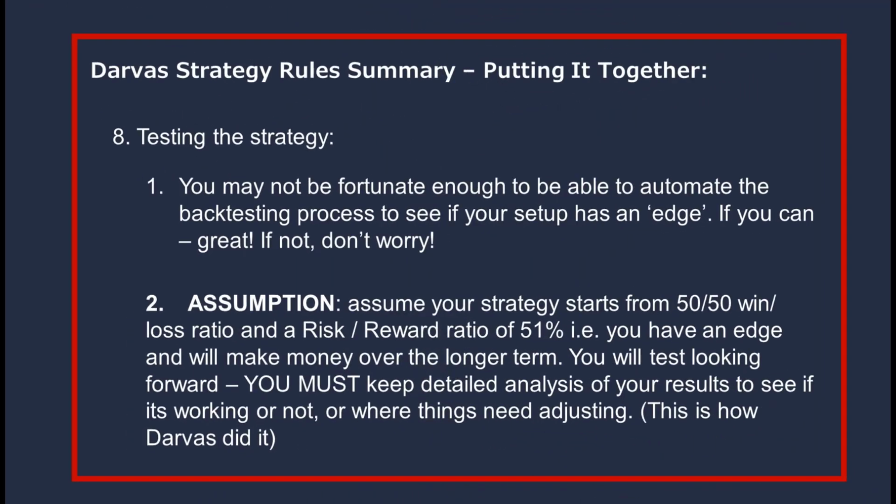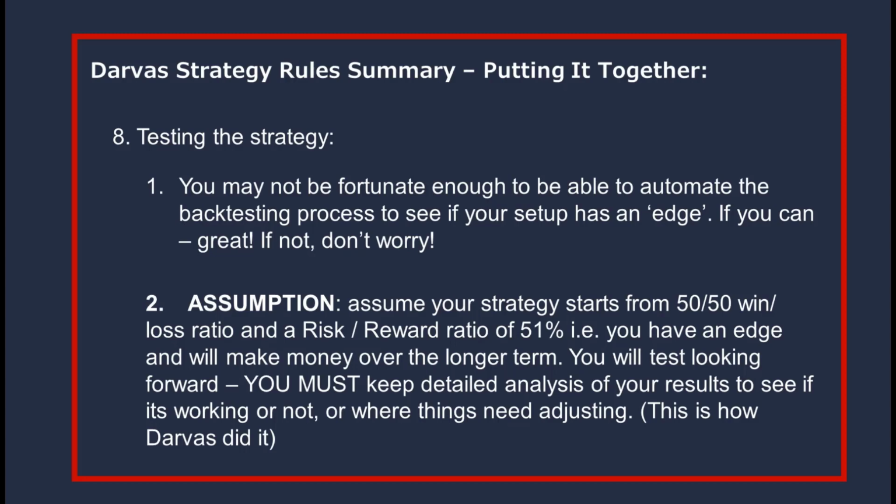So another one of the hard things is knowing whether your strategy setup will actually work, and how do you go about testing your ideas. You might not be fortunate enough to be a super programmer or have access to the data to be able to test as thoroughly as you'd like to find out whether you've got an edge. But don't worry, we can work off basic assumptions, and this is what Darvas actually did. He started from the point of view that everything was a 50-50 win-loss, and that he had a slight edge of just 1% over the market, so he knew that over the longer term he would make money.